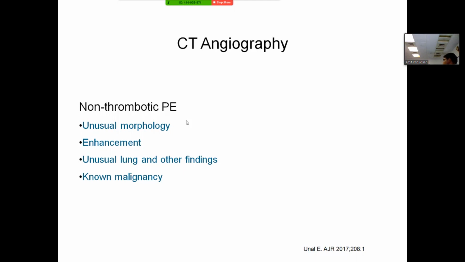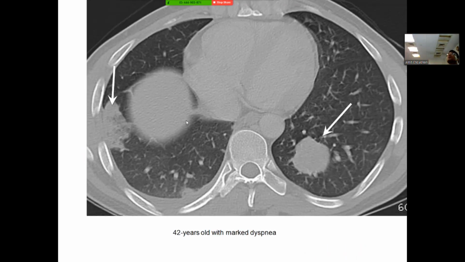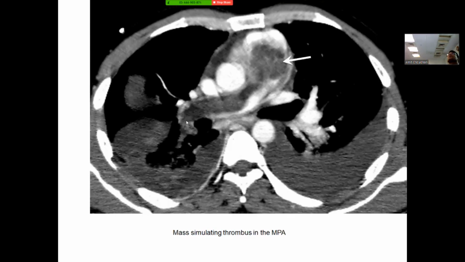When we are talking about non-thrombotic, usually we are talking about whether it is malignancy or not. Okay. So there is an enhancement in this. There can be unusual findings in the lung, and the patient will most of the time have malignancy. The patient might have lung cancer, breast cancer, or all those things. If you see this, there is a thrombus on that side, and there is a mass-like picture on this side. Okay, and then this is the patient.